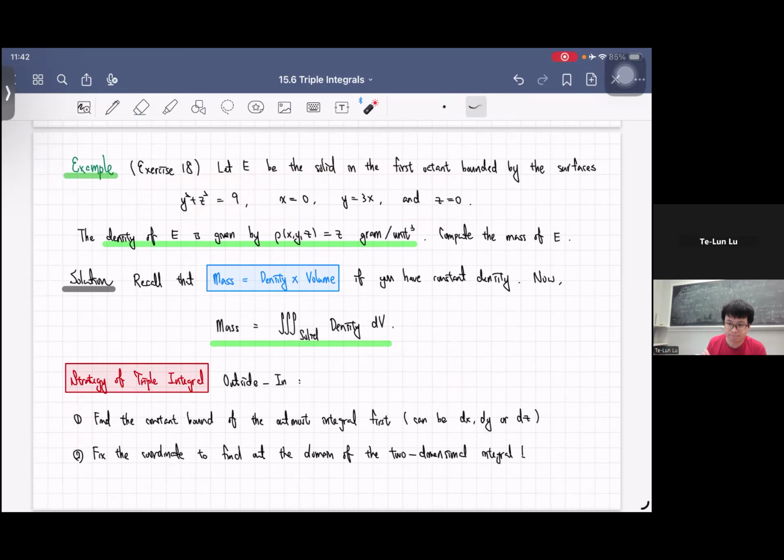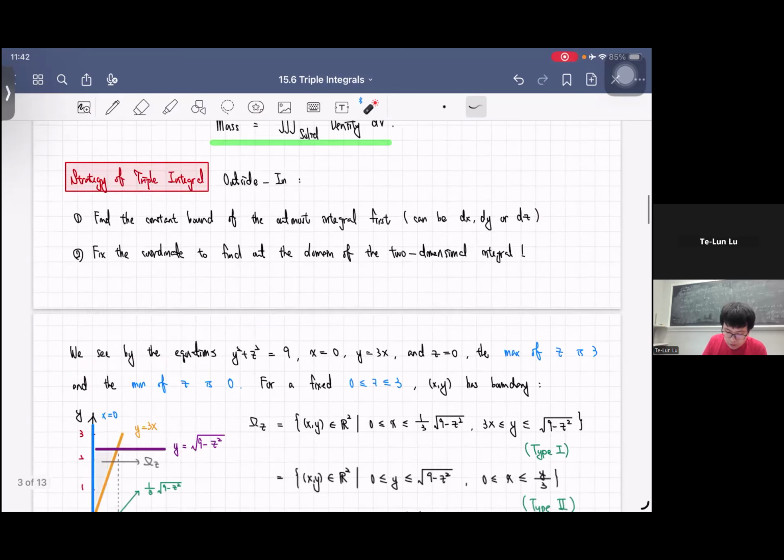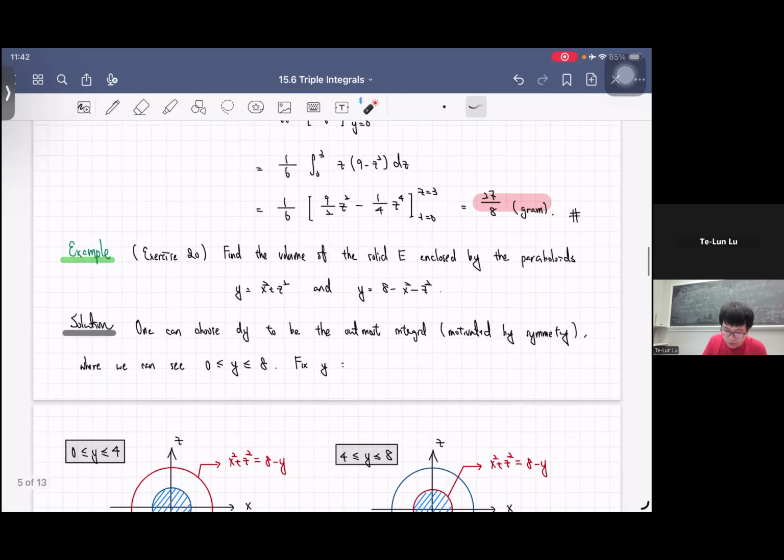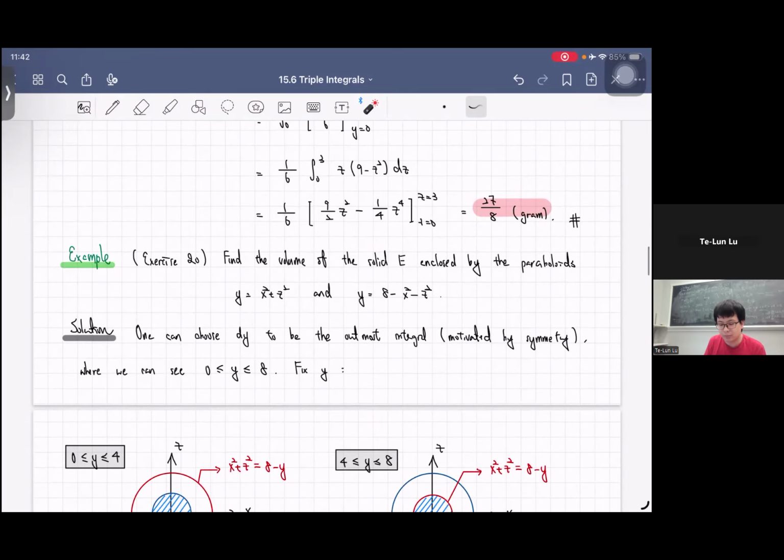Okay. Right. So now let's do the second example. We want to find the volume of the solid enclosed by these 2 paraboloids, y equals x squared plus z squared, and y equals 8 minus x squared minus z squared. So if you have a nice imagination of these 2 surfaces, it basically is this paraboloid, y equals x squared plus z squared, together with one going downwards. So it looks almost like a ball, and they intersect at the level of 4. But if you don't have that imagination, it's okay.